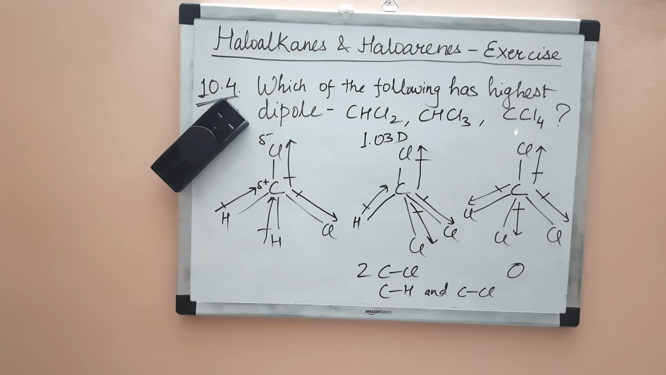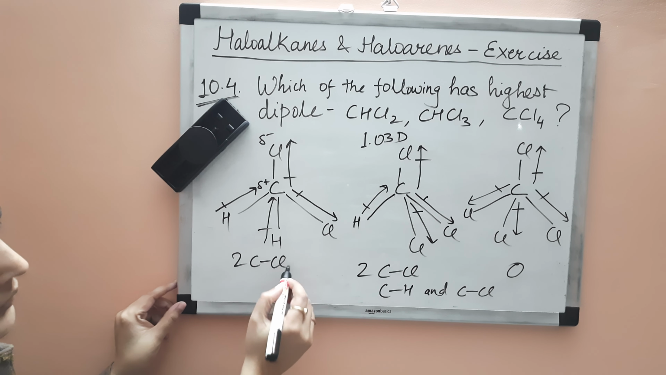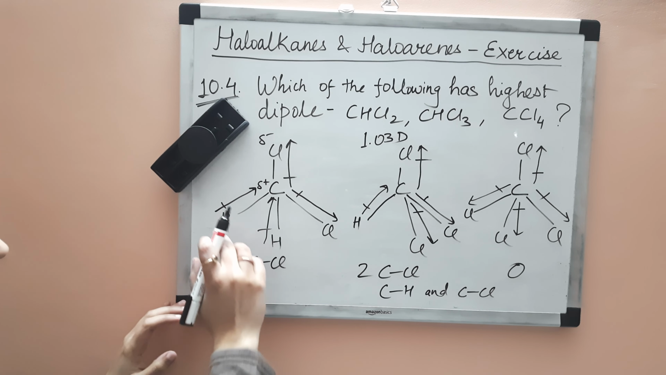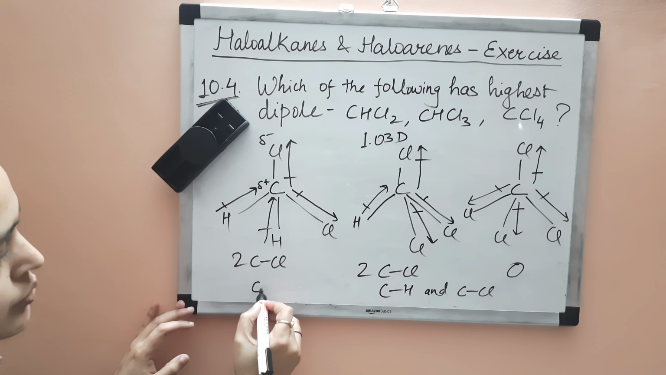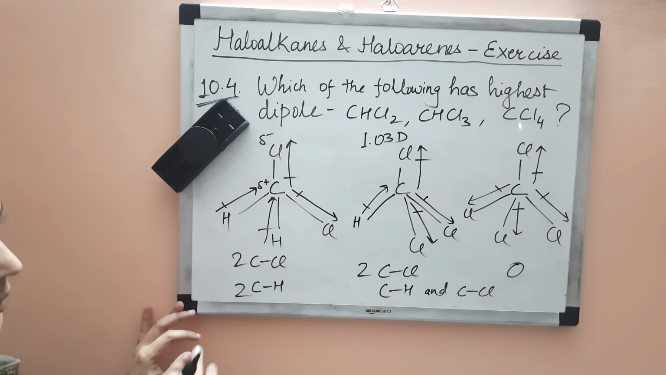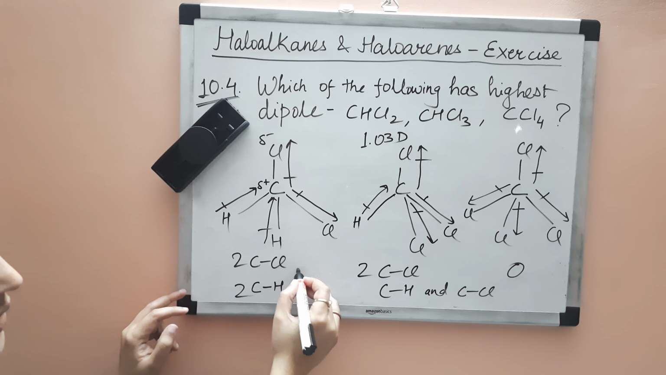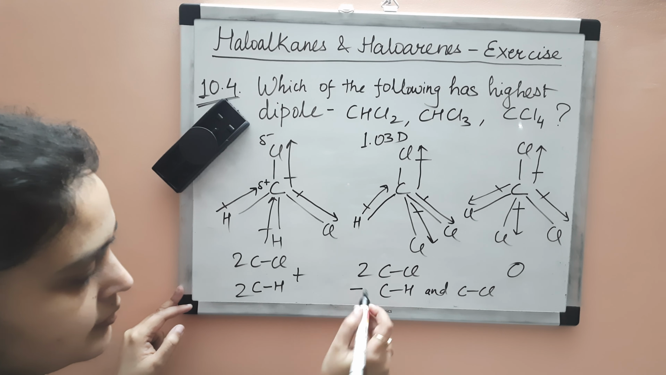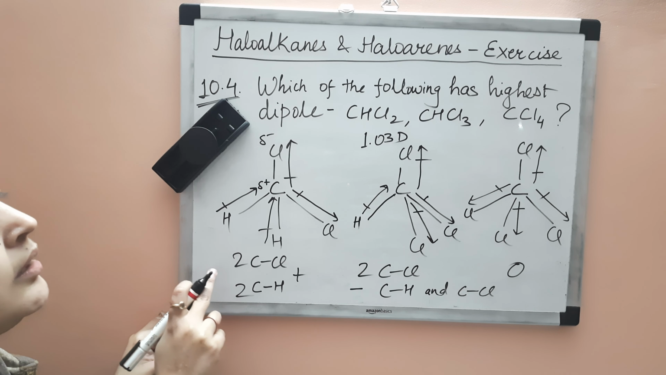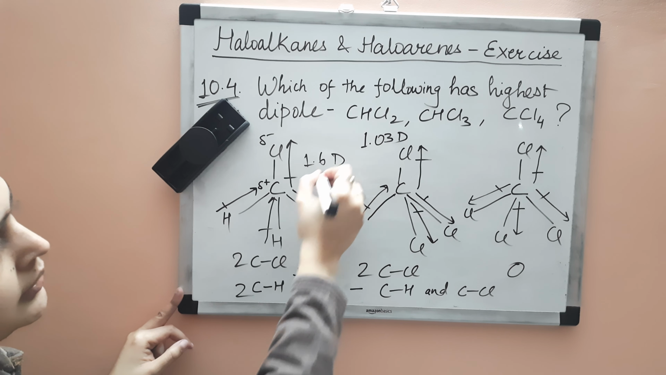Now if you see this molecule here, the sum of the 2 C-Cl dipole moments will be reinforced by the sum of the 2 C-H dipole moments, because they are in the same direction, as you can see. So these are adding, but these are subtracting, or you can say they are opposing. So here the dipole moment will be more. Here it will be around 1.6 debye, right?